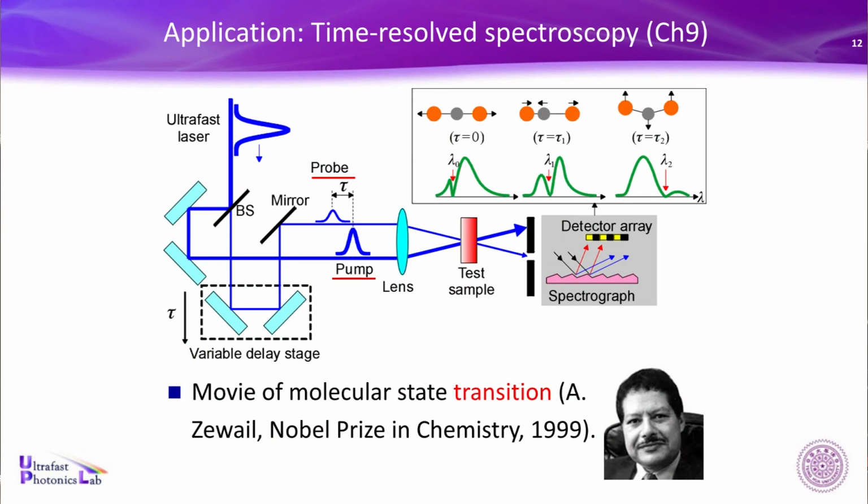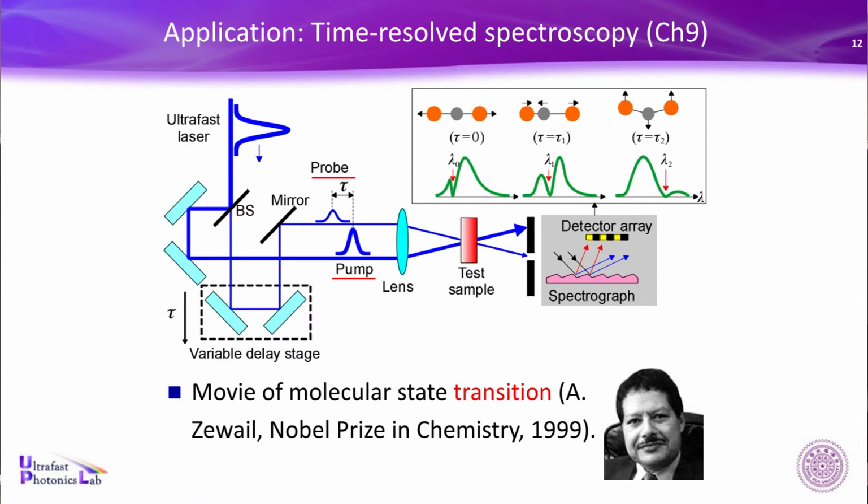Next, I will show you some applications in ultrafast optics. There are too many, so I just pick several representatives. The first one is time-resolved spectroscopy. You can find the relevant materials in chapter 9 of the textbook.